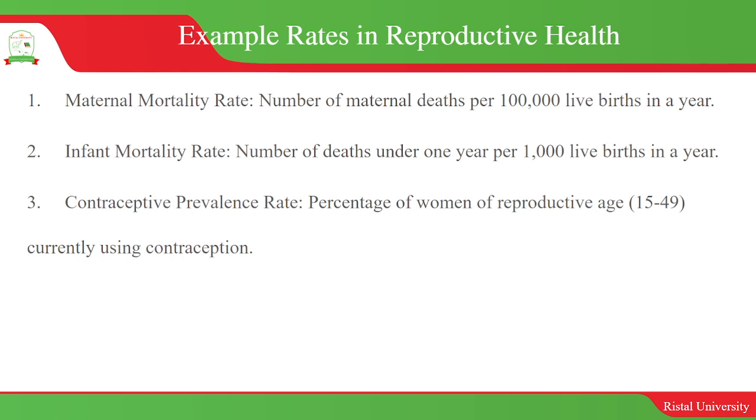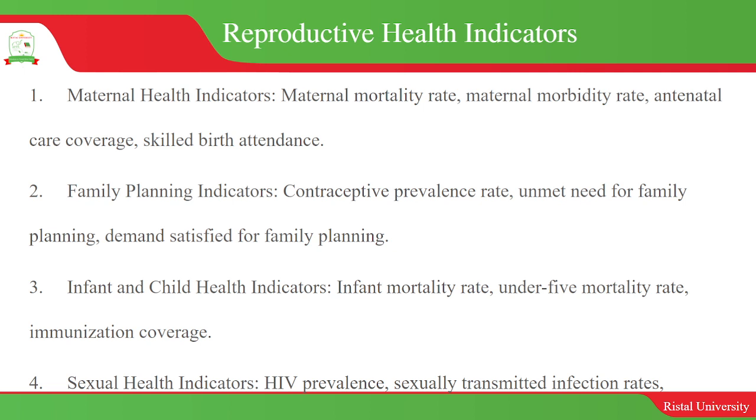Okay, and then contraceptive prevalence rate, the percentage of women of reproductive age currently using contraception. The time is the reproductive age, that is the time frame. So you can see that the rates have time frames in them. Okay, so having understood the ratios, the proportions, and then the rates, now we can go into the reproductive health indicators.